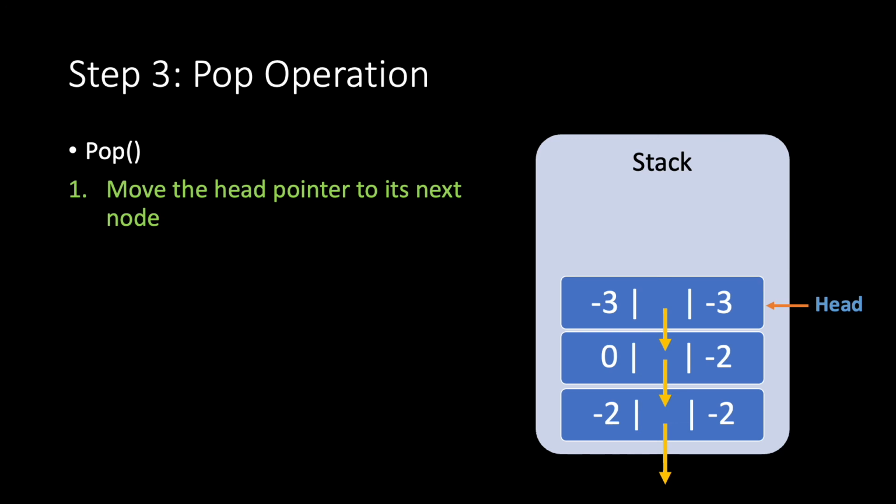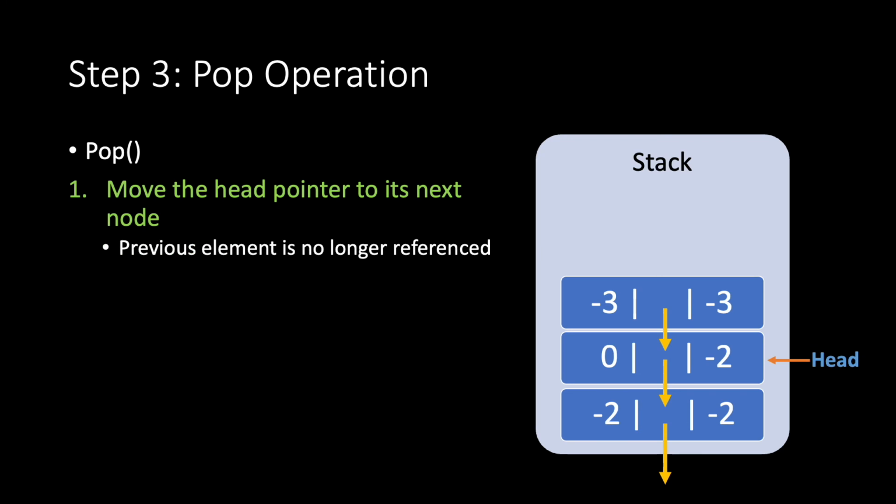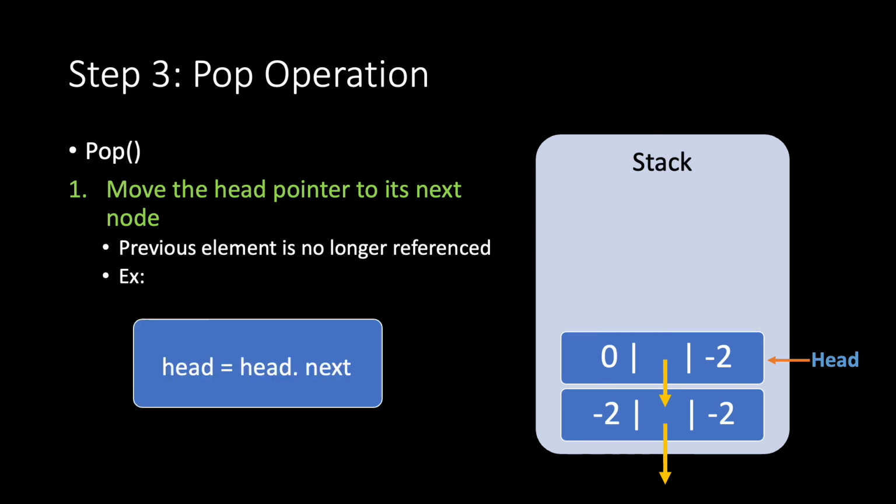So next one, pop operation. The only thing we need to do is to move the head pointer to its next node. So we have to delete the node at the top of the stack, and to do that we can just move the head pointer to the next node. Technically the previous element is still there in some languages, but it's no longer referenced. We cannot reference it anymore, so we can say that it is deleted. And in Java it's going to look like head assign head.next.